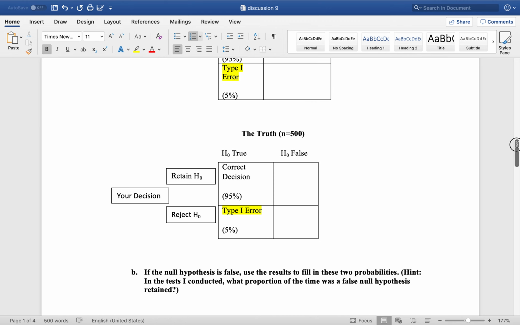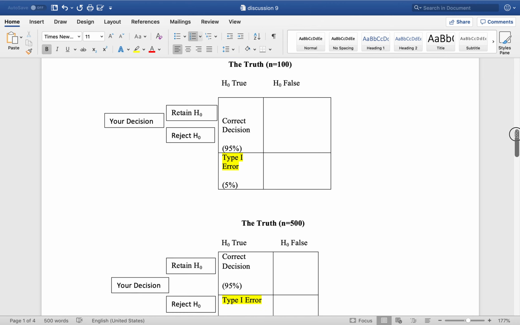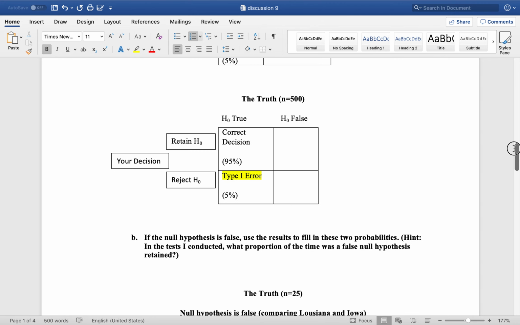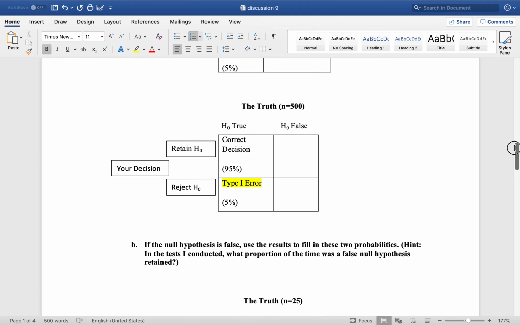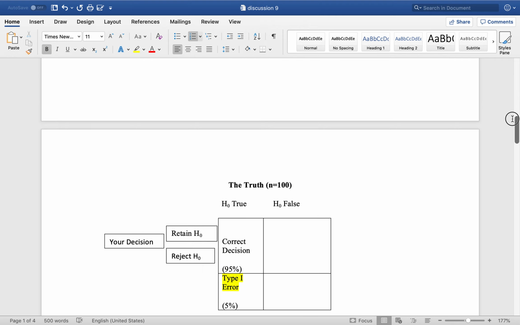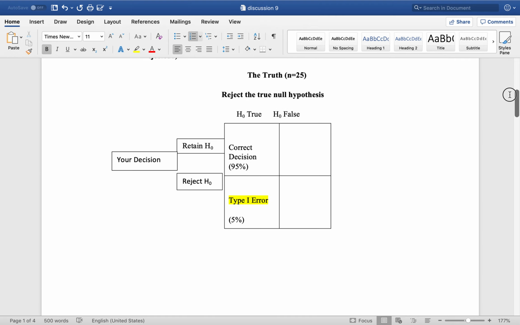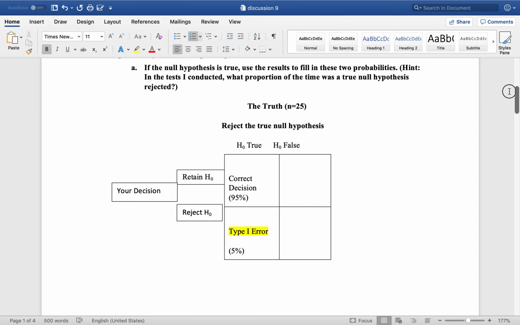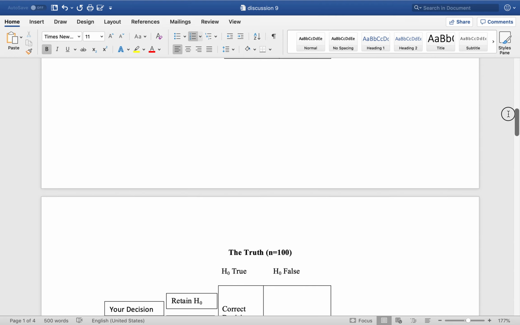I'm not sure on this one if this is right. I think the first two are, but I don't know if my numbers are correct. But I got 5% for type 1 error and then 95% for the correct decision. And since all three of them are the type 1 error, we're rejecting the true null hypothesis.